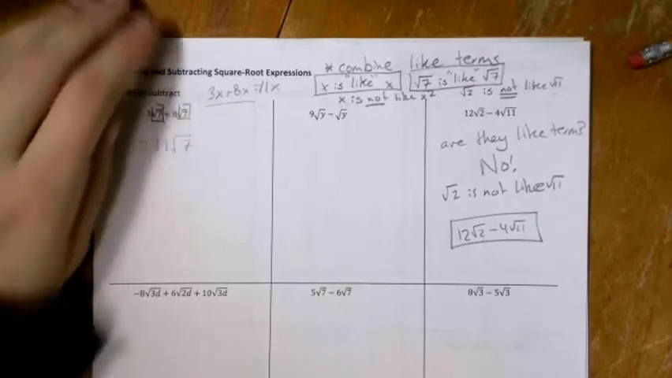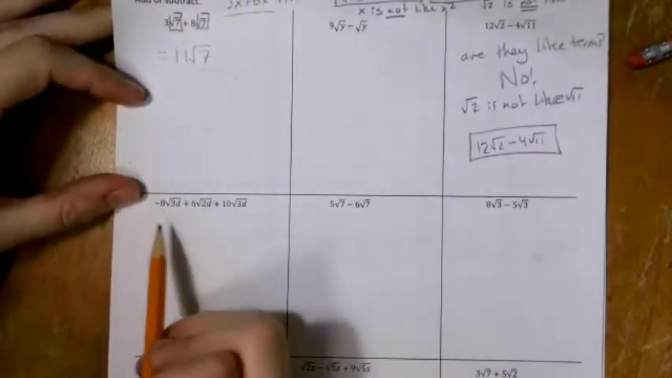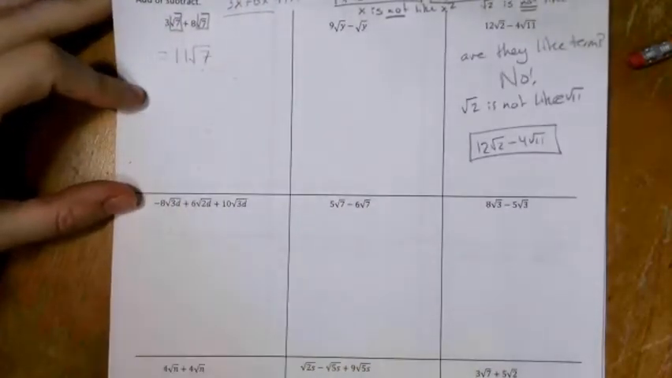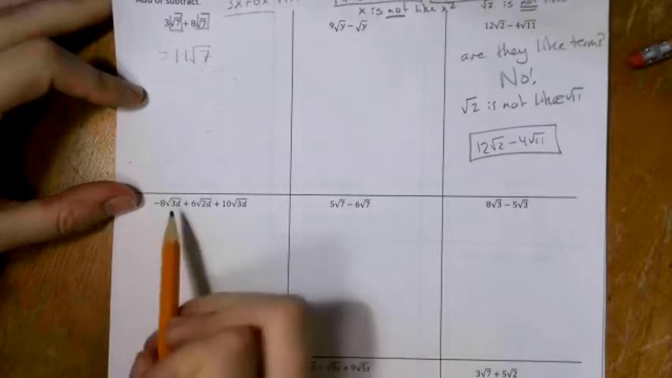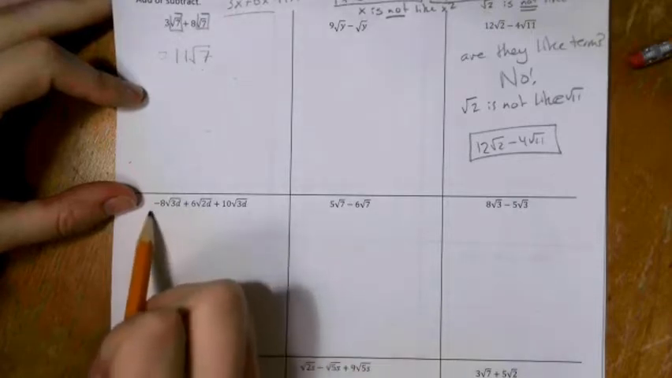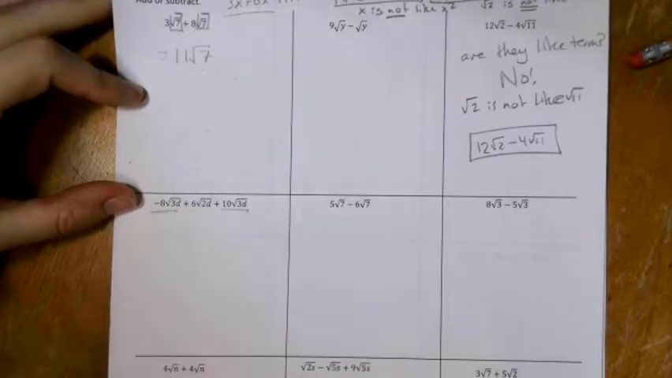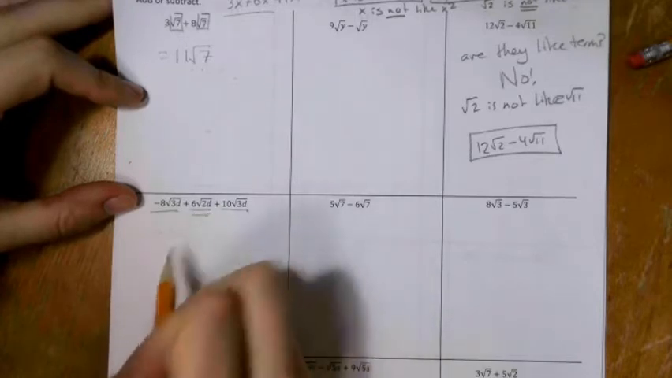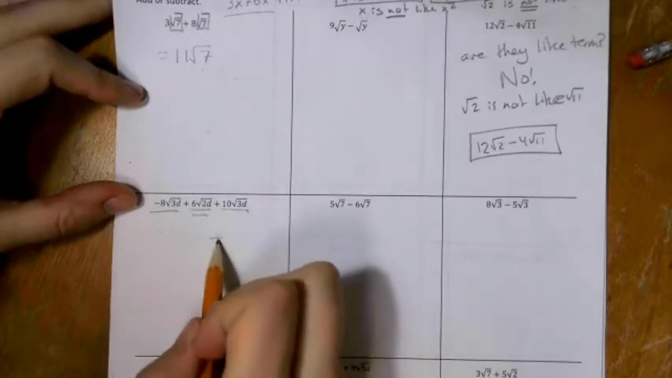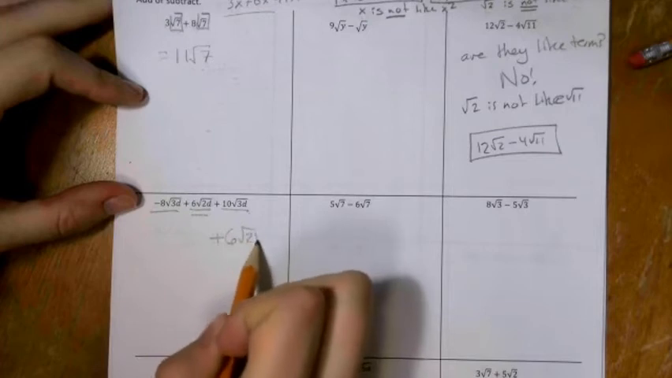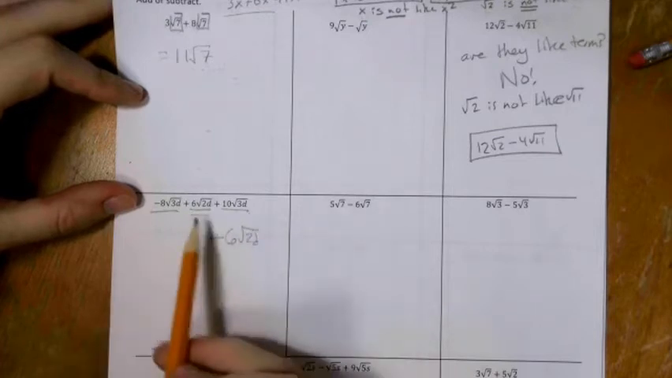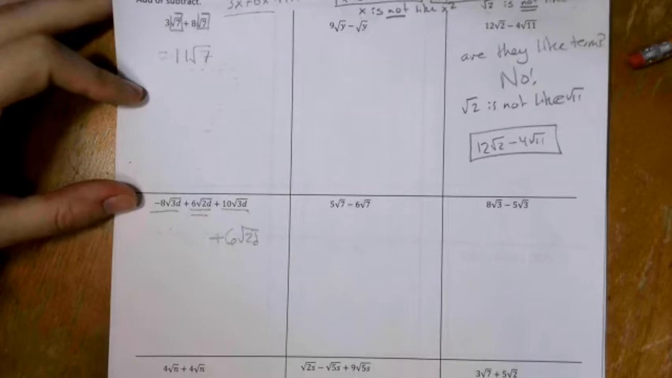So let's look at our next one, which is the middle left over here. I have negative 8 root 3d plus 6 root 2d plus 10 root 3d. All of these roots have d in them, but only two are 3d's. This one is a 2d, so I can't do anything with him. I'm just going to leave it as a plus 6 root 2d. I cannot combine him with anything else. 2d is not like 3d. They are not the same.